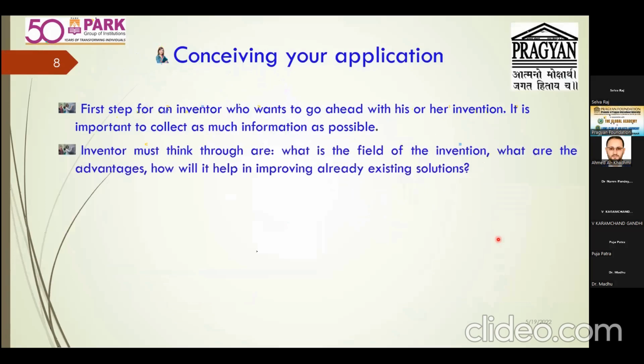Another thing is that the inventor must think through what the field of invention is. Whether it is biomedical, mechanical, or communication field. Whether it belongs to computer science, science or art, mathematics, sometimes geography, physics or chemistry. I have to think about which field your invention belongs to, which category it falls into.